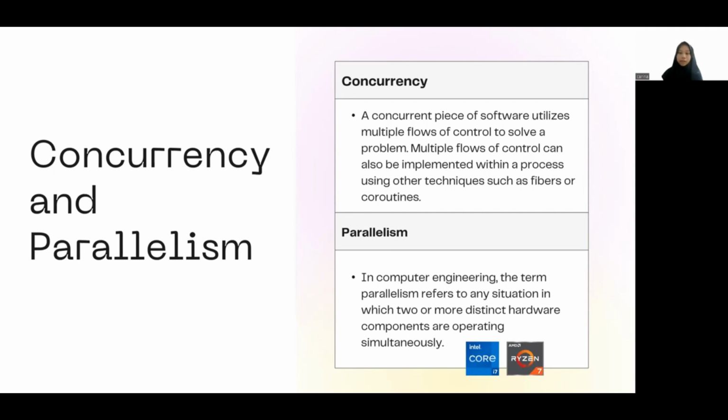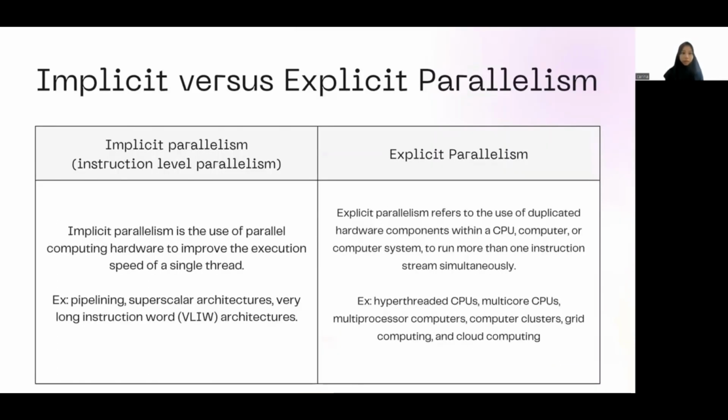And then for parallelism, in the computer field, the term parallelism refers to any situation in which two or more distinct hardware components are operating simultaneously. So in other words, parallel computer hardware can perform more than one task at a time. For example, Intel Core i7 and Ryzen 7.